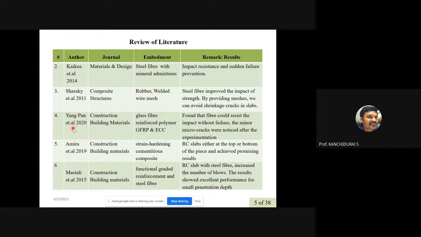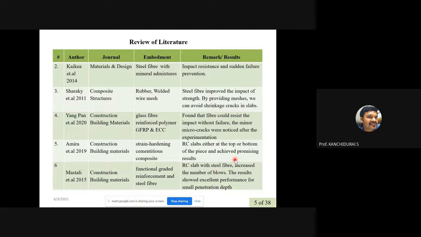Similarly, Engpan et al. used glass fiber reinforced polymer, GFRP, and engineering cementitious composite materials, and found the fiber could resist the impact without failure. Only minor micro cracks were noticed after the experiments, without major cracks. Elmira et al. used strain hardening cementitious composites, an addition of cementitious material, on either the top or bottom of the RC slab, and achieved promising results.